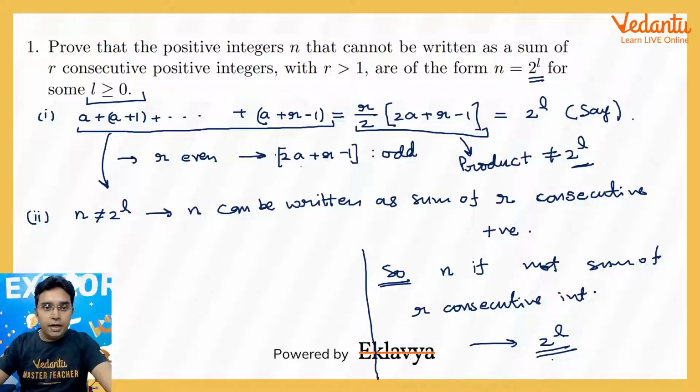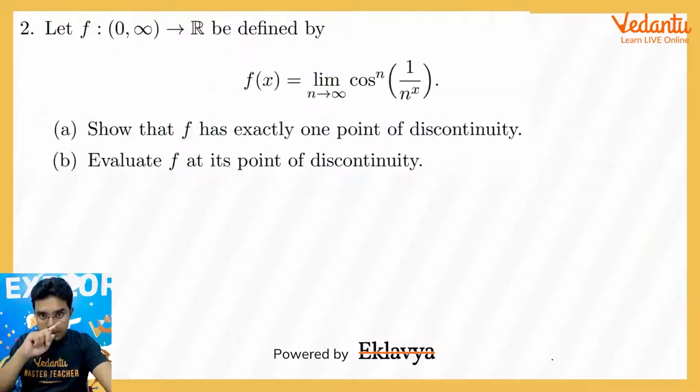Okay, chaliye, let us move to the next question, that is question number 2. Here we are given that f: (0, infinity) to R is defined by f(x) = limit n approaches infinity of cos^n(1/n^x). We have to prove that f has exactly 1 point of discontinuity, and we have to evaluate f at this point of discontinuity. Let us see how we will do this question.